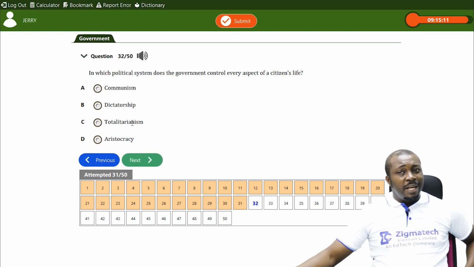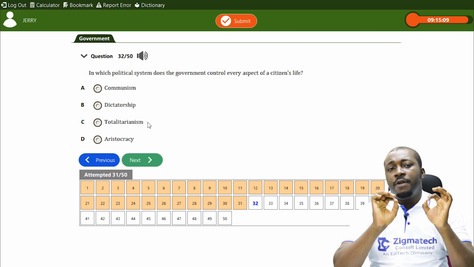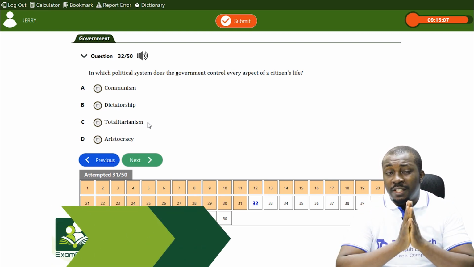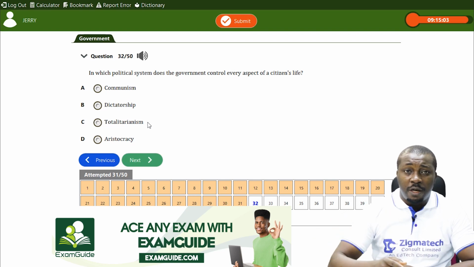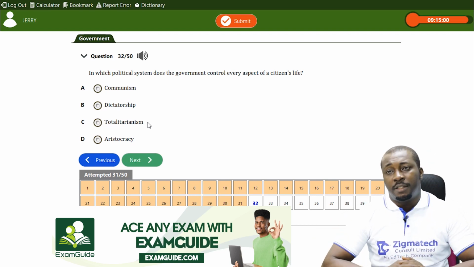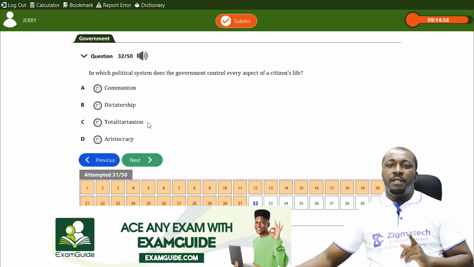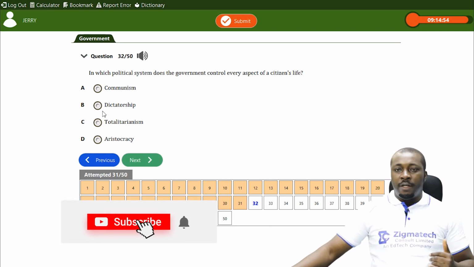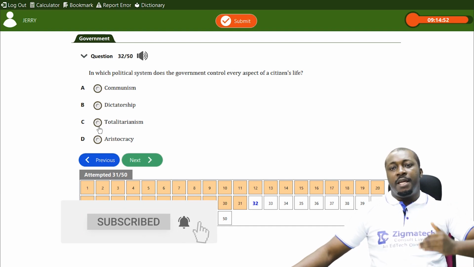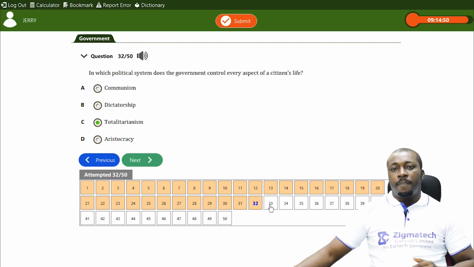Now, C says totalitarianism. Now, totalitarianism, of course, is a political system where every aspect of citizens' life, including education, is being controlled by the state. Now, it's totalitarianism. Now, communism is a variant of totalitarianism. So the answer directly is totalitarianism.